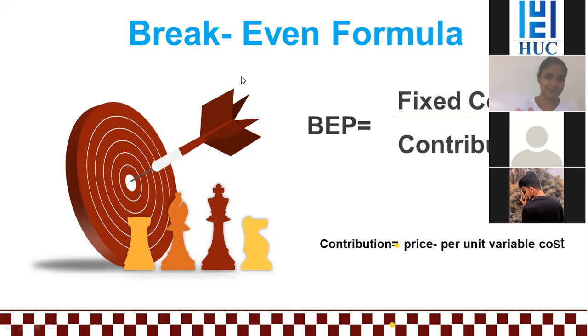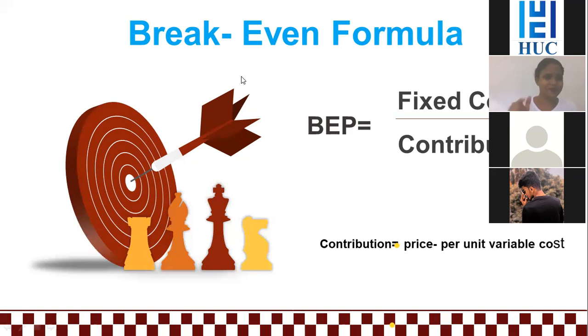Fixed cost divided by contribution, right? You know what break-even point is. Fixed cost also you know. The new thing comes with contribution. Contribution you don't know, right? Here we have how to calculate contribution also. The contribution equals price minus per unit variable cost, right? You have to subtract the per unit variable cost from the price.